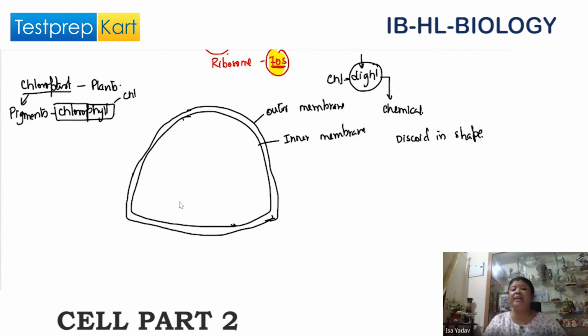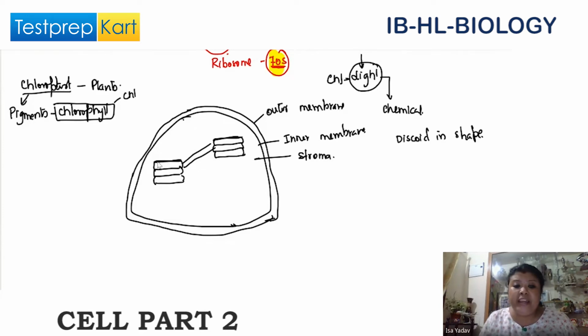Inside the chloroplast, there is a fluid filled space. This fluid filled space is called the stroma. Okay, there are some grain like structures which are stacked one above the other. See these grain like structures which are stacked one above the other. And these structures are also connected.